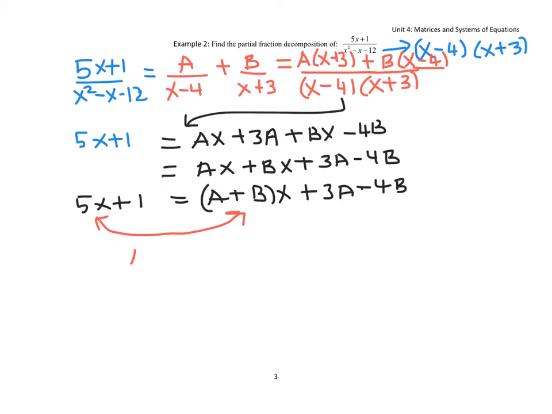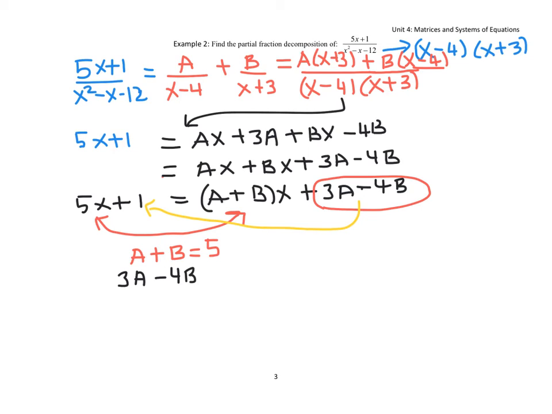It means a plus b is equal to 5. And what else do I have? All this is going to equal 1. So I'm just going to write here 3a minus 4b is equal to 1. So what do I have here? Oh, I have a system of equations, so I'm going to solve this system of equations.